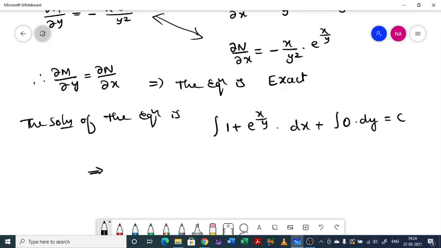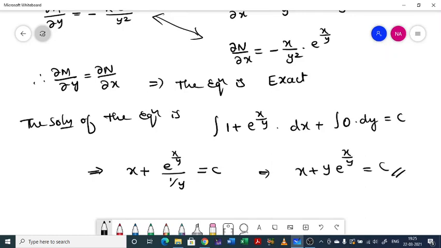So integrating this, we will be getting x plus e power x by y divided by 1 by y equal to c. So we got x plus y into e power x by y equal to c. So this is the required solution.